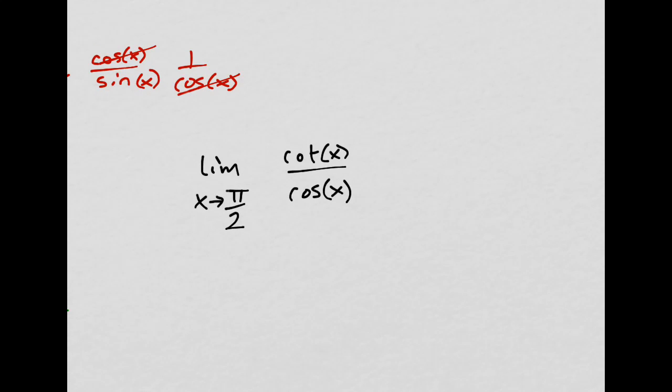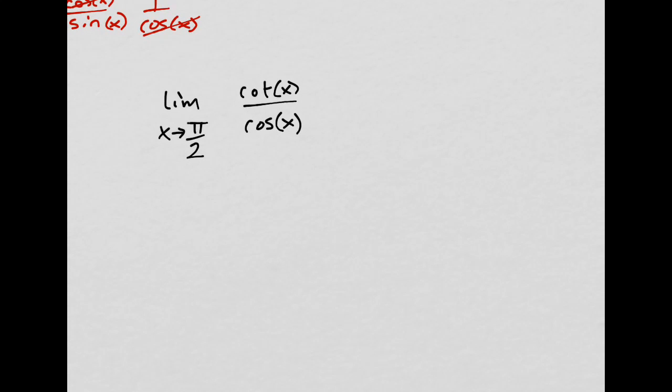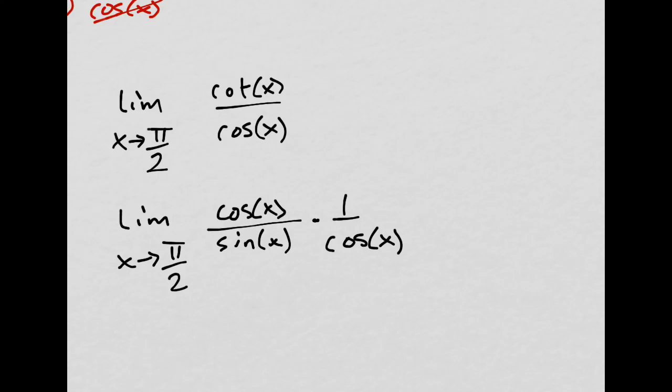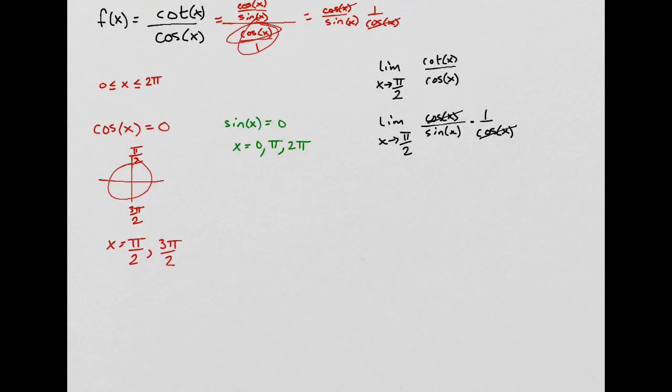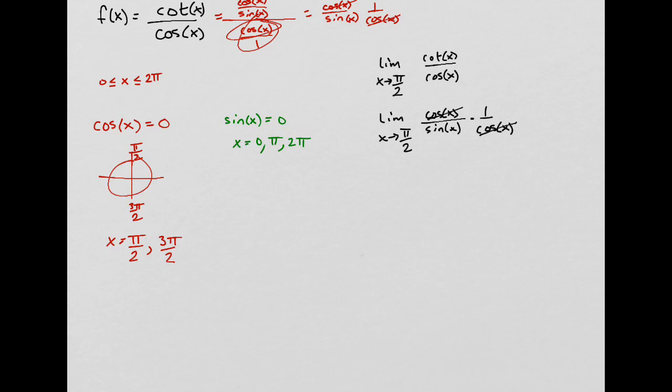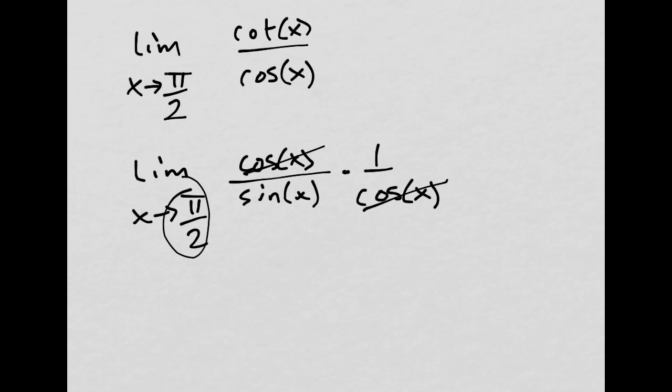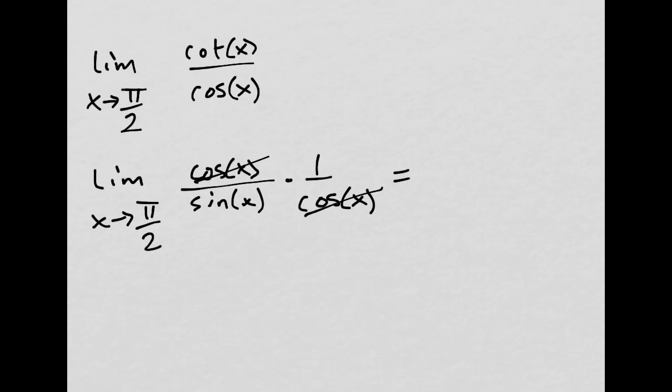So let's see. As we approach pi over 2, again, I'm going to change this into something that I'm more familiar with. Oh, sorry, it should be cosine x over sine x. Okay, so this cancels out. So I don't think there is an asymptote then, right? The only way we would get an asymptote is if this approaches infinity or negative infinity.